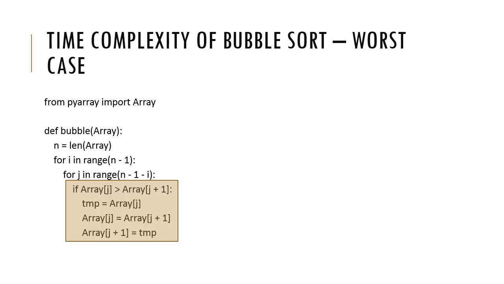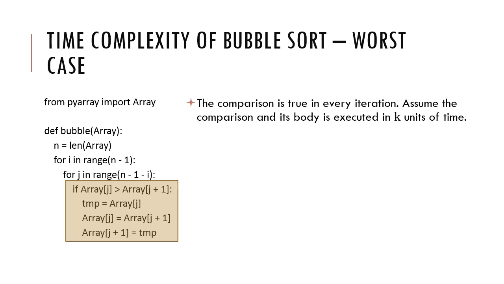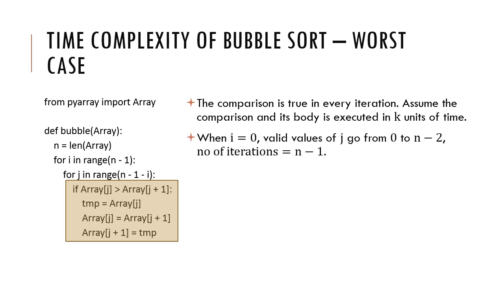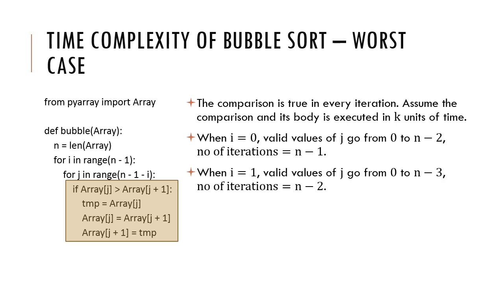Now let us look at time complexity of the bubble sort when the worst case happens. The comparison is true in every iteration. So the comparison is also made and the body is also executed. Assume that the comparison and its body is executed in k units of time. When i equals 0, valid values of j go from 0 to n minus 2. Number of iterations is n minus 1.